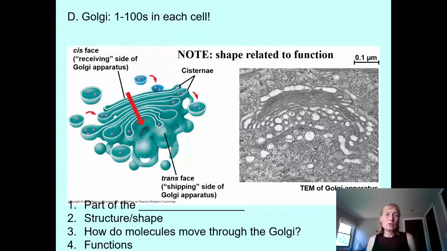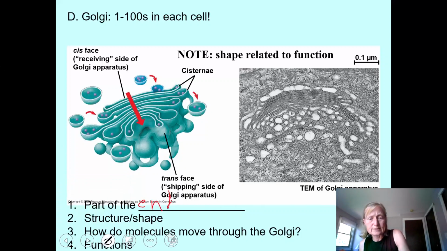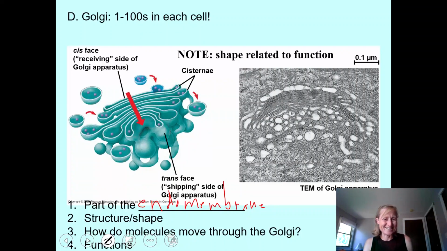Okay, the Golgi apparatus, sometimes just called the Golgi, is a part of the endomembrane system. So we need to write that in, I think. It's a part of the endomembrane system, the system of internal membranes that help to make molecules and move them to their right location, right? And the Golgi apparatus is one of the coolest looking structures in the cell.